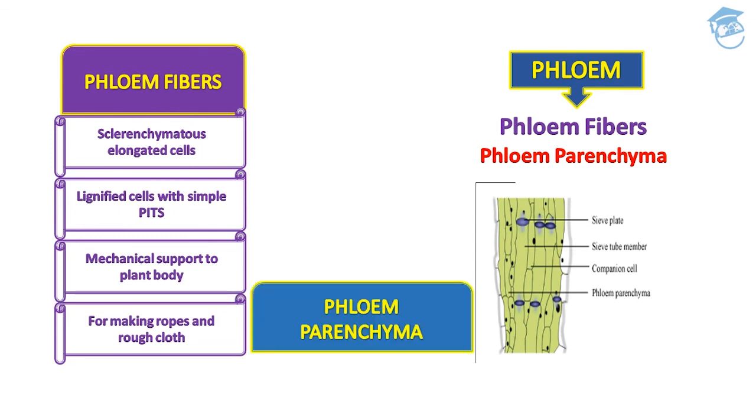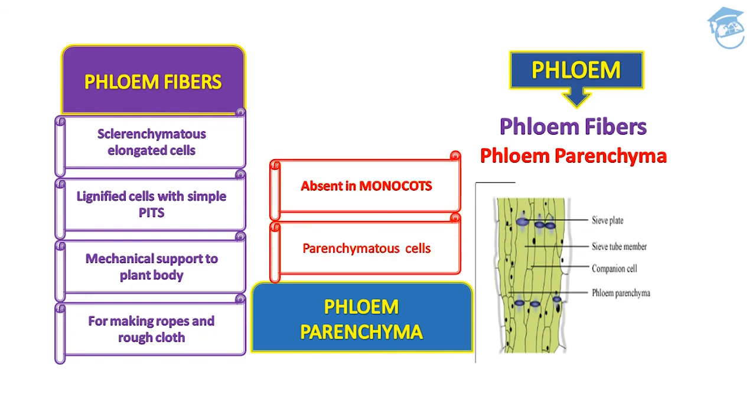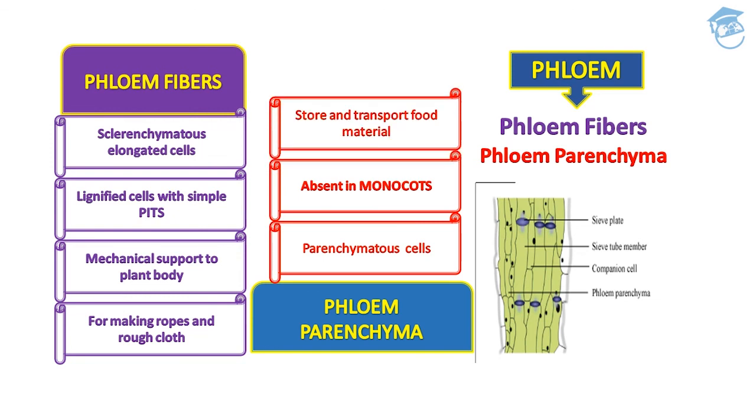Then comes phloem parenchyma. It is represented by a group of living parenchyma cells that are found in between the sieve tubes, and they are meant for storage of organic food. So they are parenchyma cells. They are absent in monocots, please note that. They store food and also transport food material. So this was all about it.